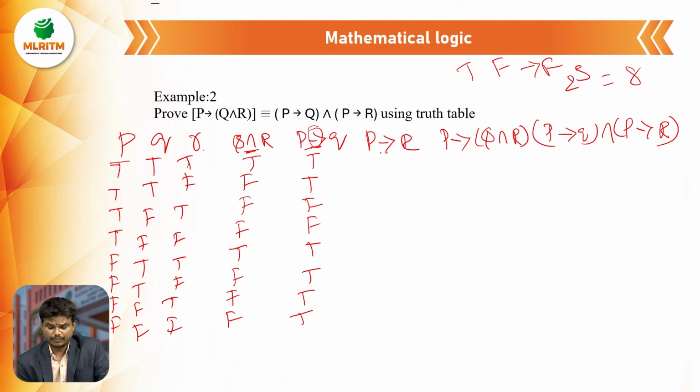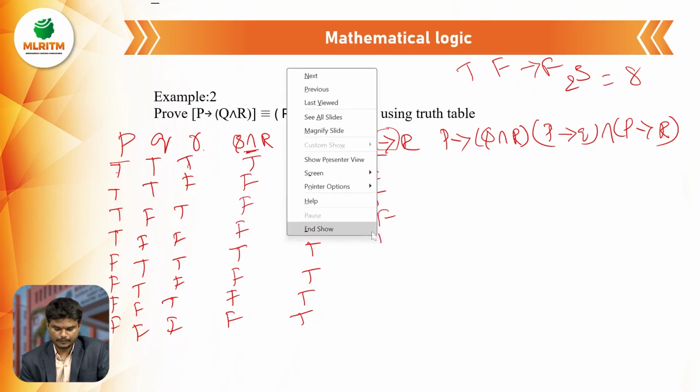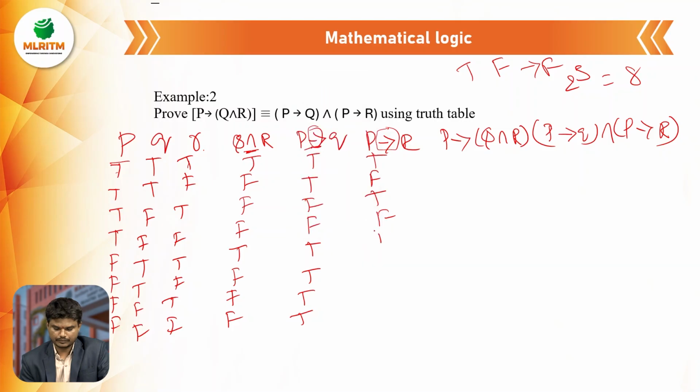Next one is P implies R. Same condition. P implies R: true, false, true, false, true, true, true, false, true, true, false, true.